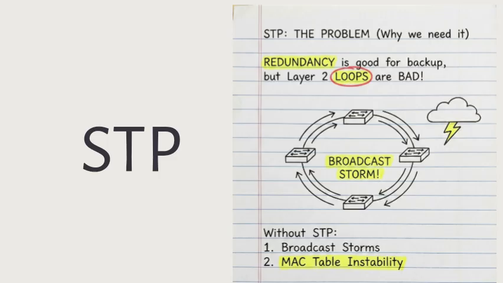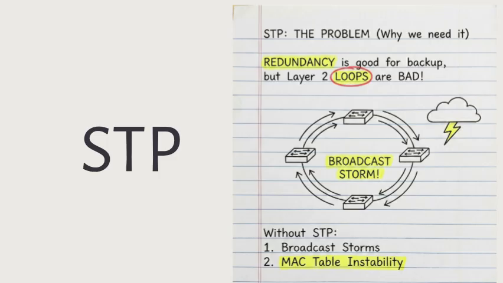Wow. Within just a few moments, the sheer amount of data, these endlessly looping frames, completely overwhelms the switches. The CPU spikes to 100%, the memory fills up, and the network just freezes. So we're talking a total network meltdown. In seconds. Literally seconds after you plug that last cable in. Yeah. It's that fast. That's the catastrophe that STP was built to prevent.